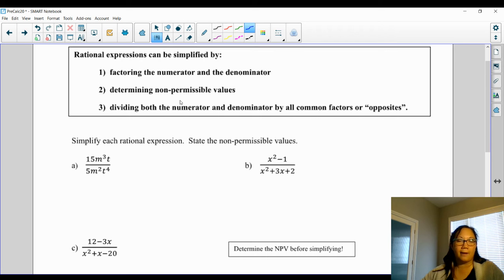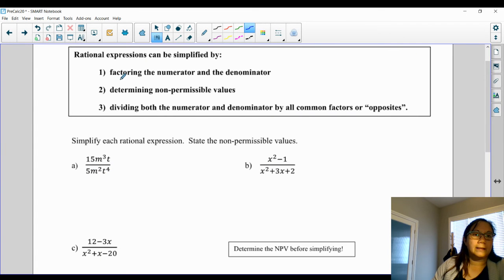So if I just scroll up, by factoring the numerator and the denominator, determining any non-permissible values, and dividing out anything that's the same common factor or what we call opposites. Okay, so let's take a look at example A. We have 15m cubed t over 5m squared t to the fourth.